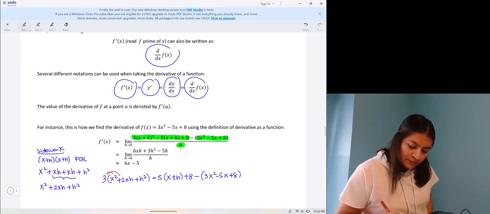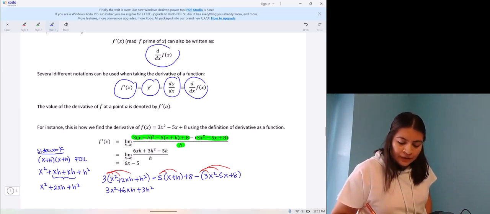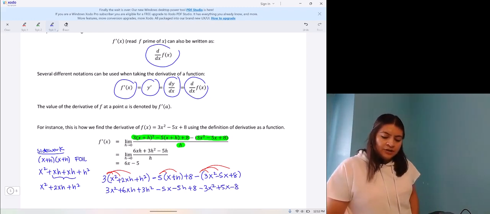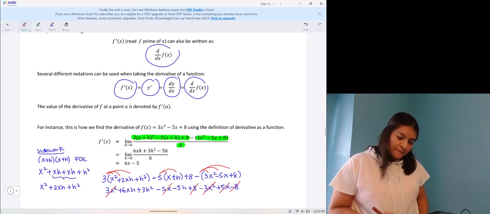Distribute the 3, distribute the negative 5, distribute the negative. 3x squared plus 6xh plus 3h squared. Distribute the negative 5, we get negative 5x minus 5h. Bring down the plus 8. Distribute the negative, we get negative 3x squared plus 5x minus 8. Combine like terms. This cancels with this, cancels with this, and this cancels with that.